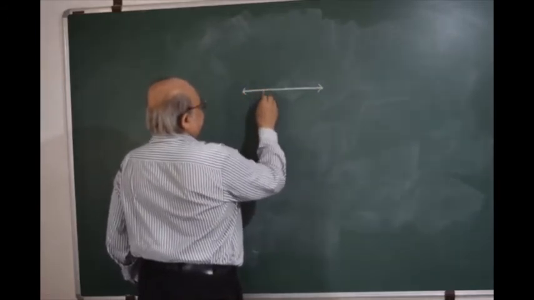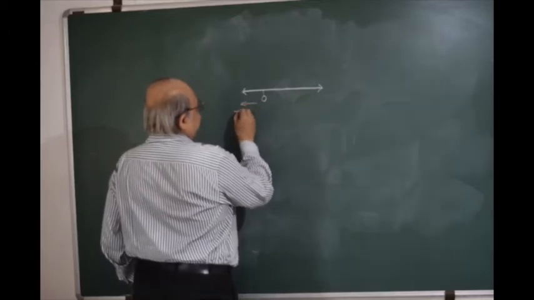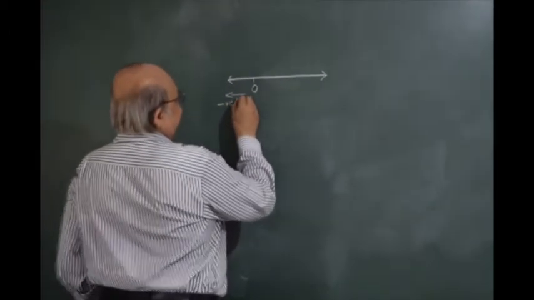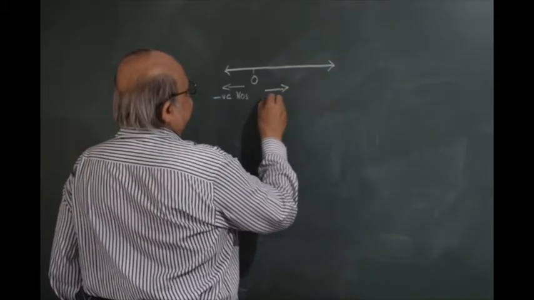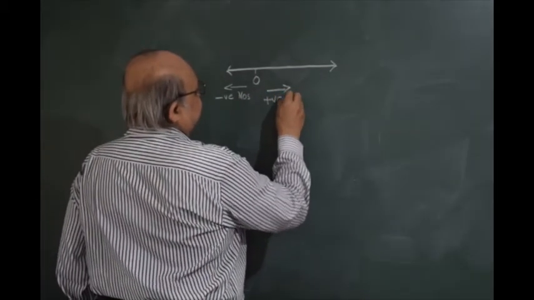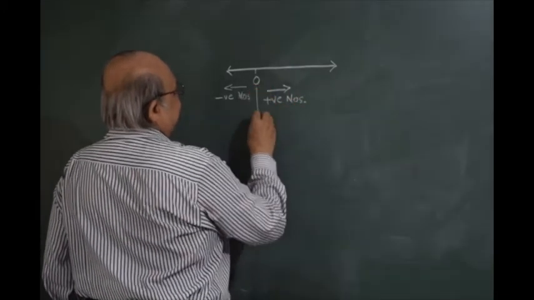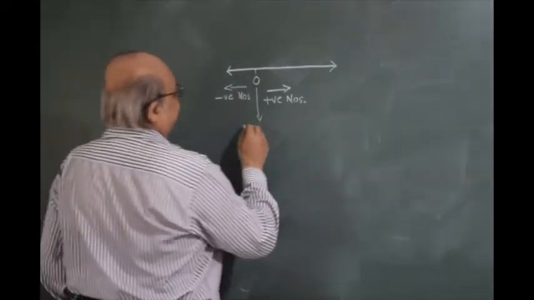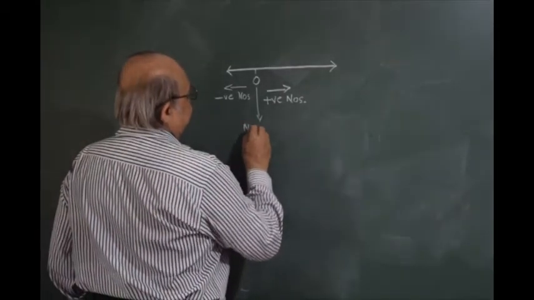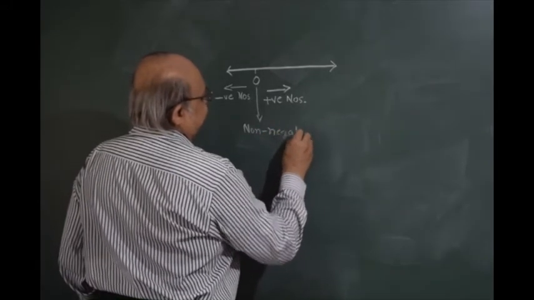There will be a 0. To the left are negative numbers, and to the right we have positive numbers. And therefore, 0 is neither positive nor negative and is called a non-negative number.